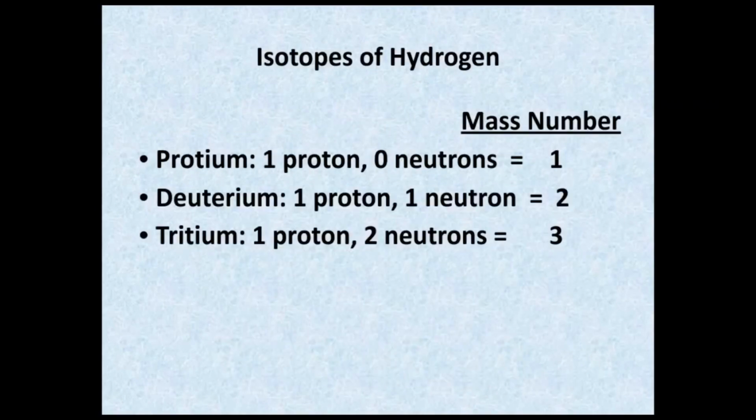So here if we look at those isotopes of hydrogen again, protium with 1 proton would have a mass number of 1. Deuterium with 1 proton and 1 neutron would have a mass number of 2. And then tritium with 1 proton and 2 neutrons would have a mass number of 3.